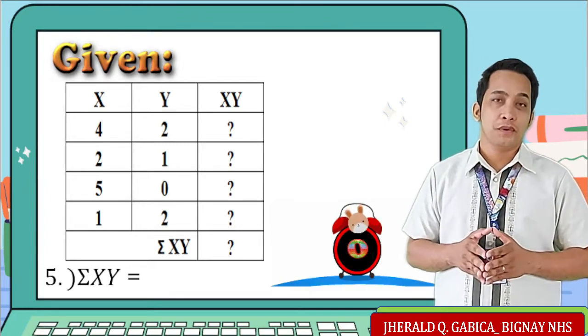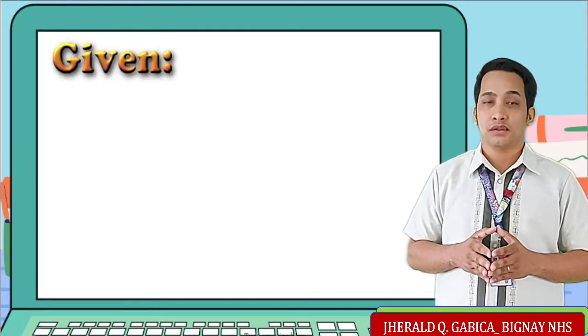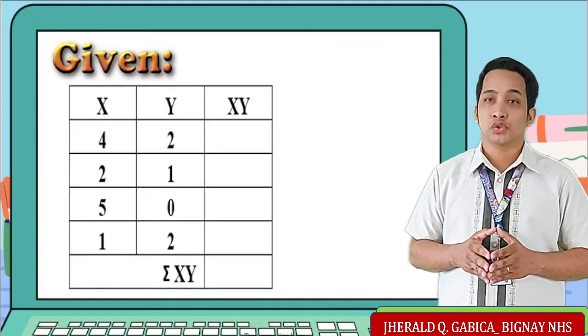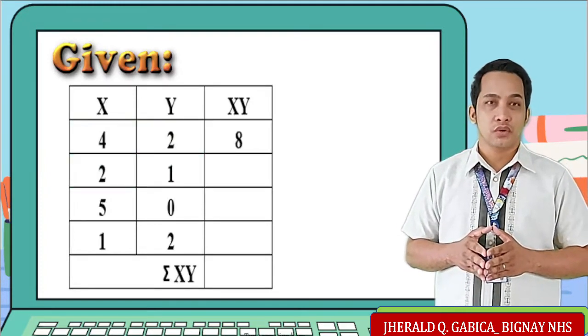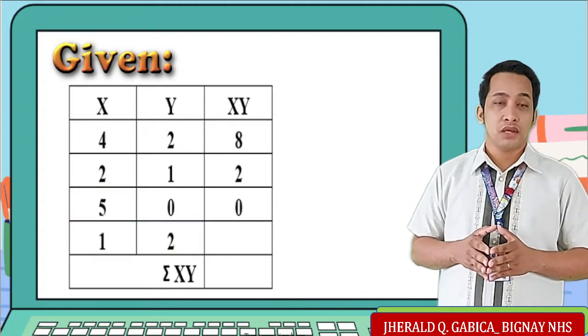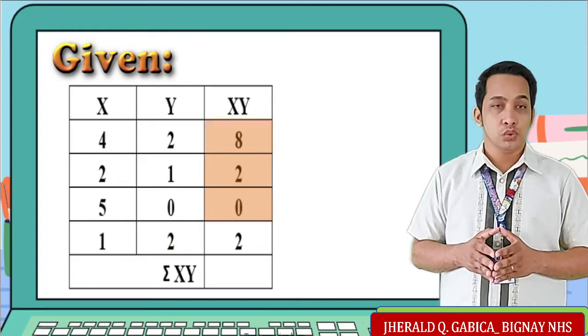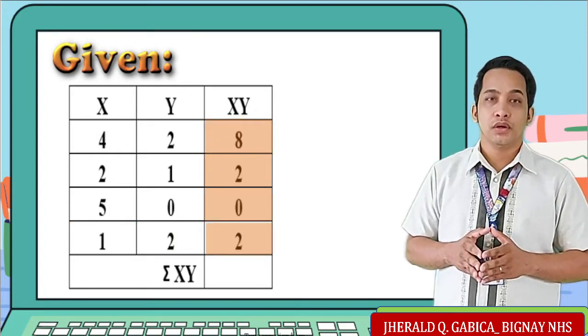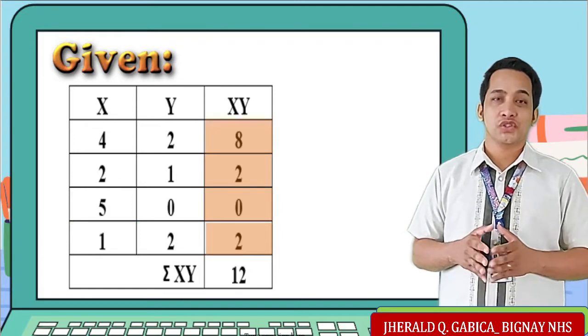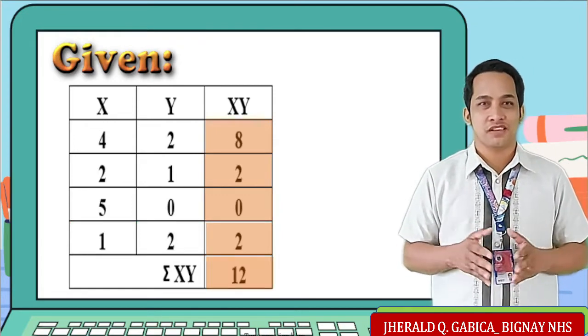For the solution, we multiply x and y values respectively. 4 times 2 is 8, 2 times 1 is 2, 5 times 0 is 0, and 1 times 2 is 2. Getting their summation, 8 plus 2 plus 0 plus 2 equals 12. How was your score? If you got it all, that's impressive.